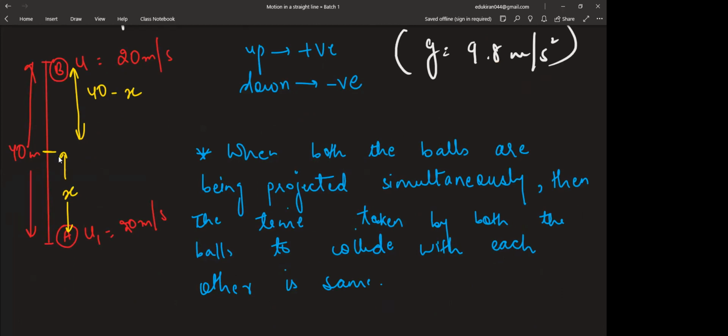Now class, when the balls are colliding, let's say at this point. This is x from A, so it becomes 40 minus x from B. If the balls are colliding, it means they are colliding at the same time.